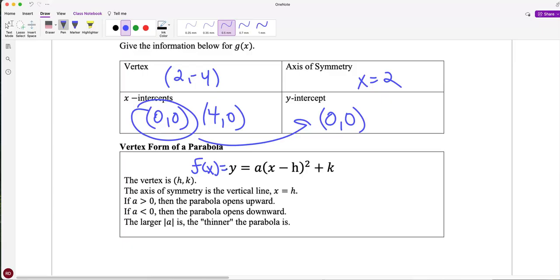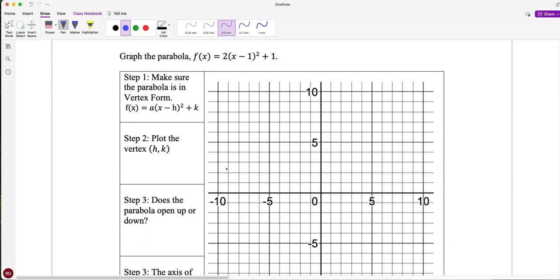The larger the absolute value of a is, that makes this parabola thinner and thinner as we go. So let's graph some of these. Make sure it's in the right form, f of x equals a times (x minus h) squared plus k. In this form, I've got f of x equals 2(x minus 1) squared plus 1. The vertex is going to be 1, 1, because it's x minus 1, so the vertex is at 1, 1.